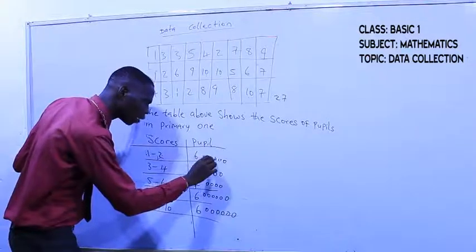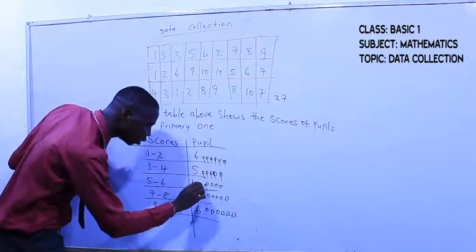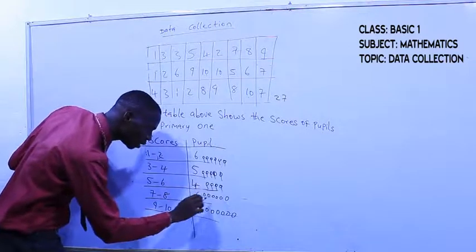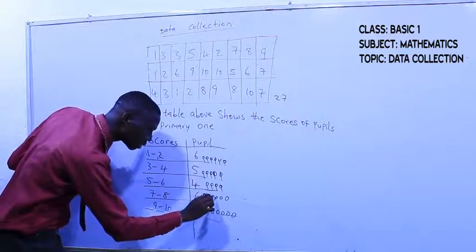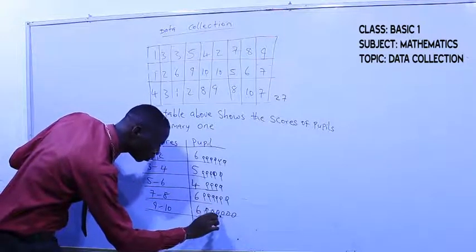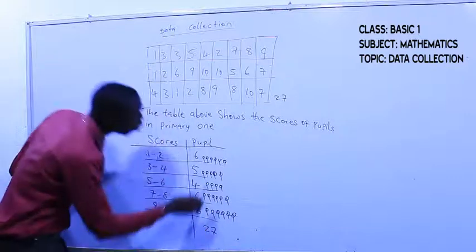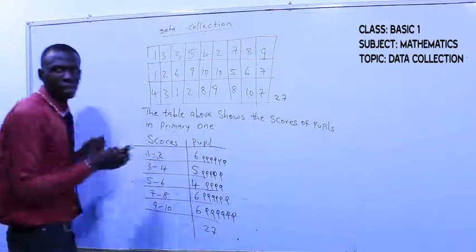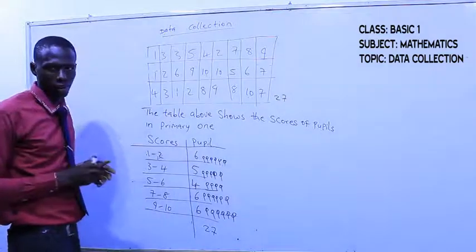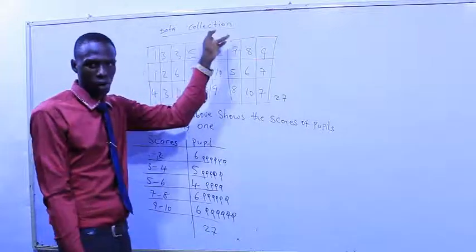1, 2, 3, 4, 5, 6, 7, 8, 9, 10, 11, 12, 13, 14, 15, 16, 17, 18, 19, 20, 21, 22, 23, 24, 25, 26, 27. It is 27. What do we have here? 27. That means we are correct. And with this, you can do data collection.